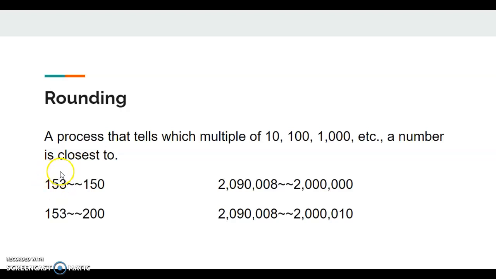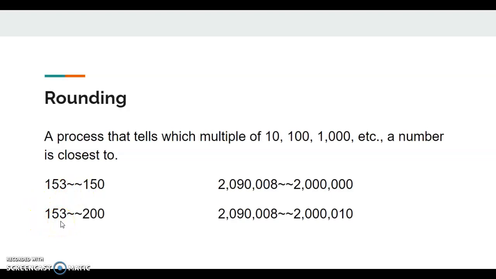Remember, I know you guys have heard this many times before. Remember, 5 or more, let it score. 4 or less, let it rest. So if I'm rounding to the tens place and I look next door, and this is a number that is less than 5, then this number stays the same. Because 153, if I put it on a number line, would be closer to 150 than it would be to 160. So 153 rounds to 150.